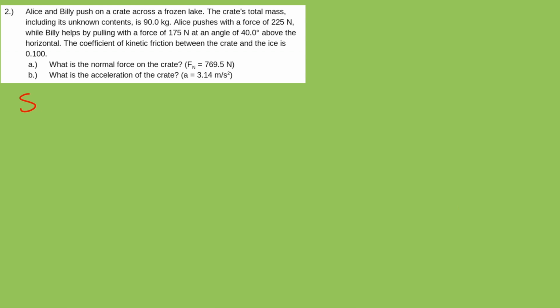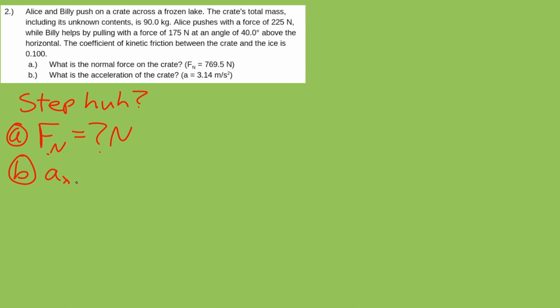So we want to make sure we know what we're looking for and what units we expect it to have. So for part A, what is the normal force? F sub n is equal to question mark newtons. For part B, what is the acceleration of the crate? That's actually going to be acceleration in the x direction. So a sub x is equal to question mark, and its units will be meters per second squared.